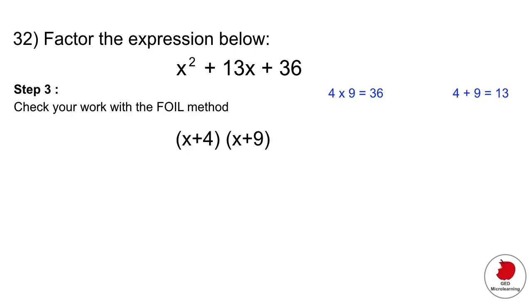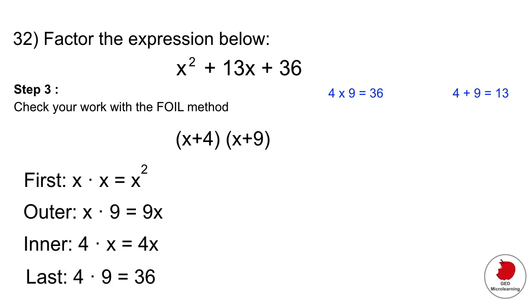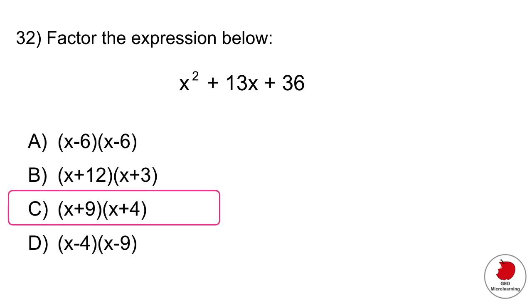Here we have the two numbers that are going to make up the equation: positive 4 and positive 9. Once again, we want to double check that we got this correct using the FOIL method. Multiply the first expressions by each other, then the outer expressions, inner and last, and then add all these terms together to give you that initial equation. So the correct answer would be C.